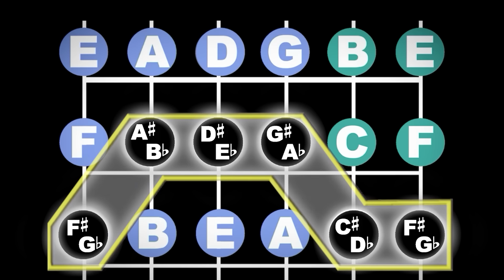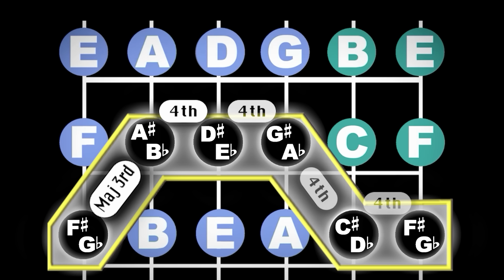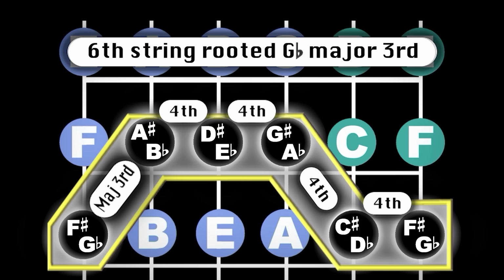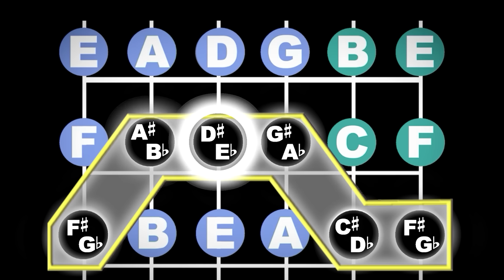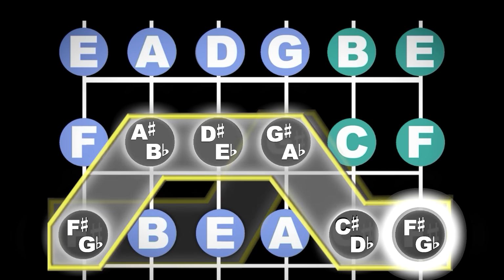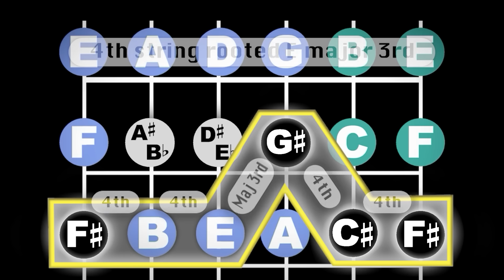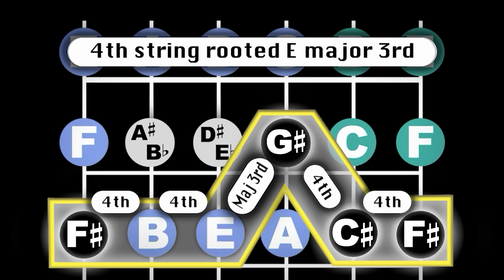As it happens, any sequence of 4 fourths and 1 major 3rd will comprise the notes of a pentatonic scale. There are 5 groups on the fretboard arranged accordingly. This one is rooted in G-flat major on the 6th string. This one has a major 3rd on the 4th string, E major.